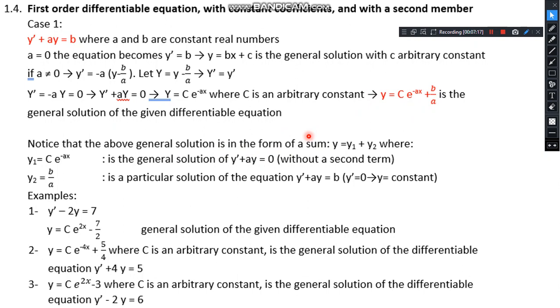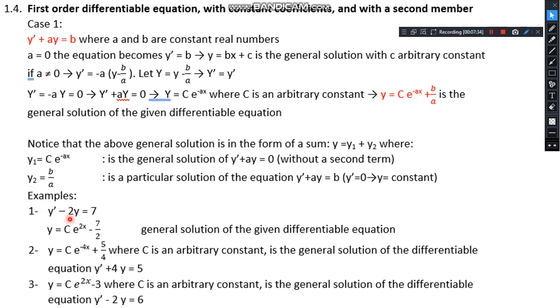So here you have what's called y1 plus y2. y1 is the general solution, which is c e minus ax, and b over a is called the particular solution of y prime plus ay equal to b. Okay, so this is the particular solution. Let us take an example to understand.